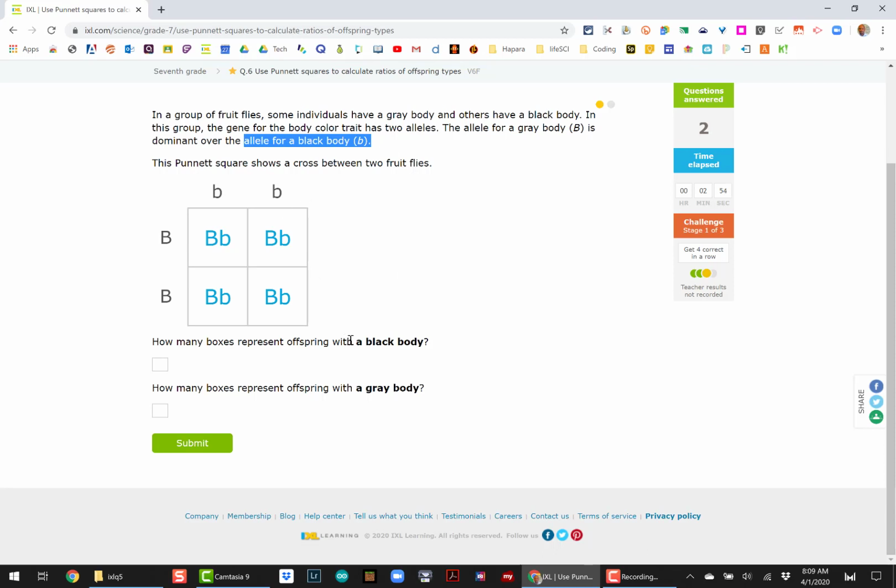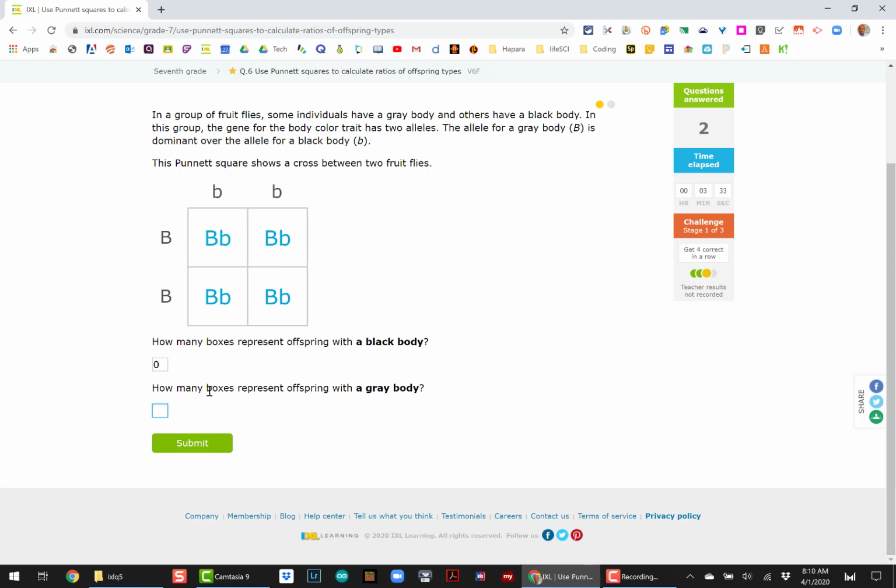In this case, in order for it to have a black body, the genotype has to be both letters small case b. But do you see any right there? No, you don't. So that's 0. The reason why is because this recessive allele will only show its type. The phenotype for each one of these is going to be a gray body because there's a dominant allele on each one of the boxes. The only way it'll be a black body phenotype is if both these letters are little b's.